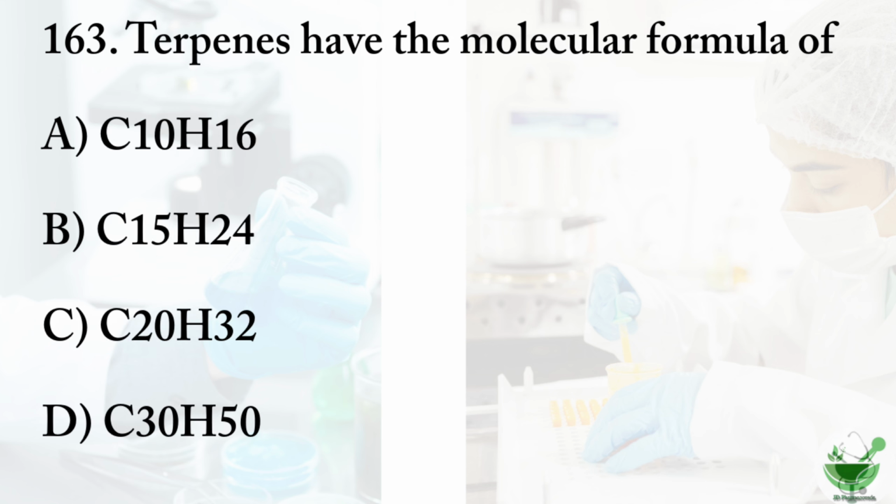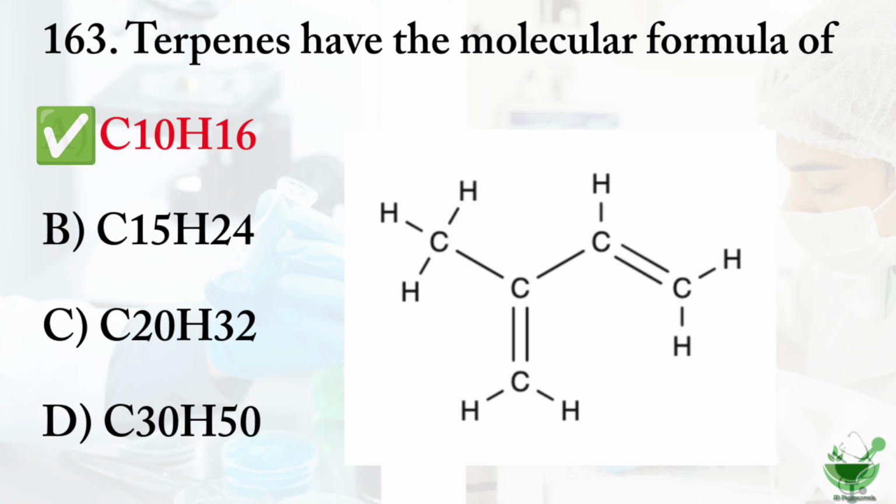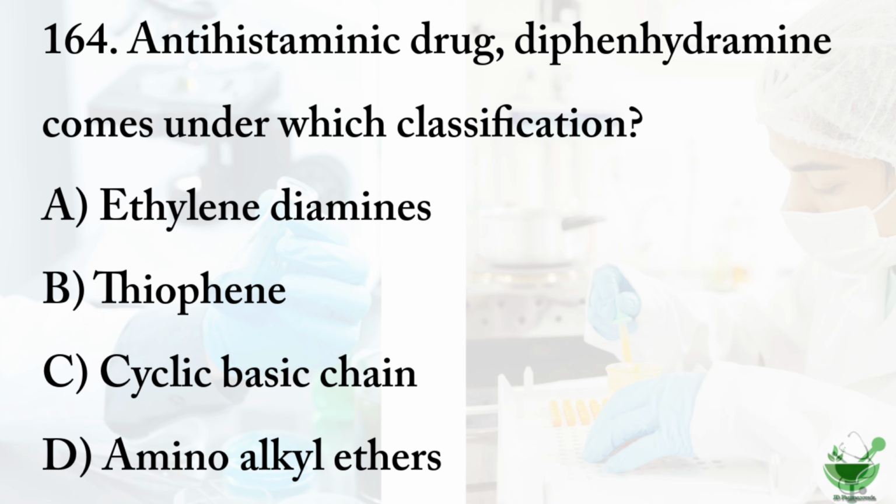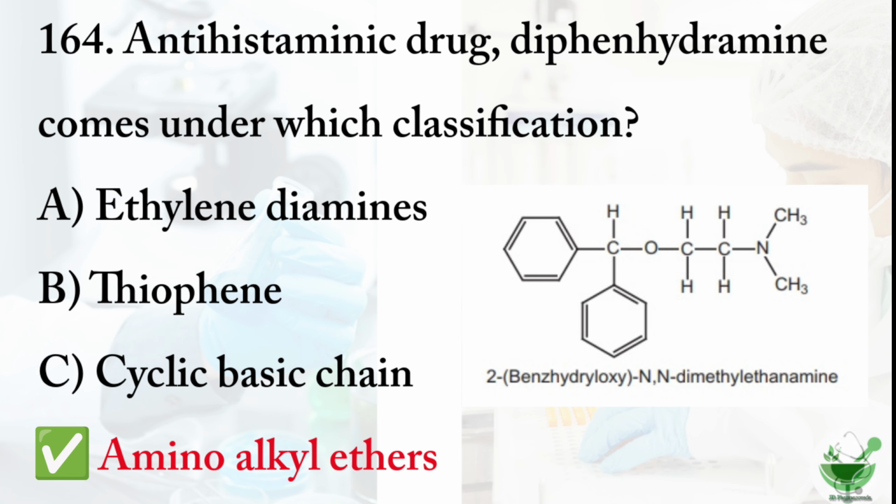Then next question 163. Terpenes have the molecular formula of option A C10H16, B C15H24, C C20H32 and D C30H50. The correct option is C10H16. Question number 164. Antihistaminic drug diphenhydramine comes under which classification? Option A ethylene diamines, B theophylline, C cyclic basic chain, D amino alkyl ethers. The correct option is option D amino alkyl ethers.